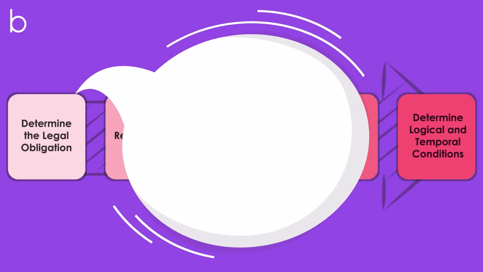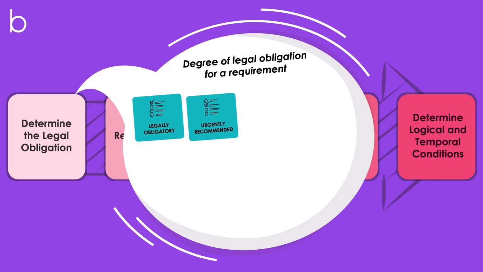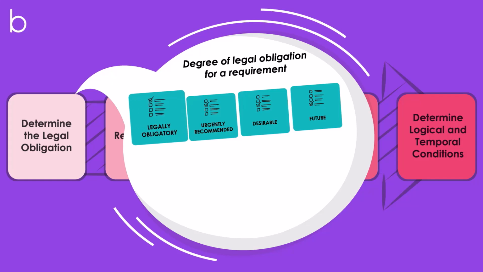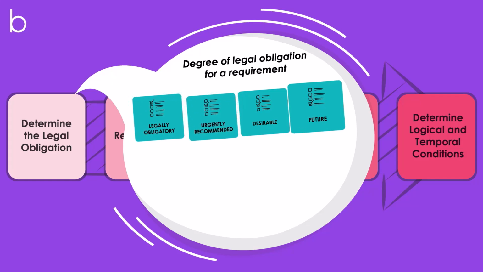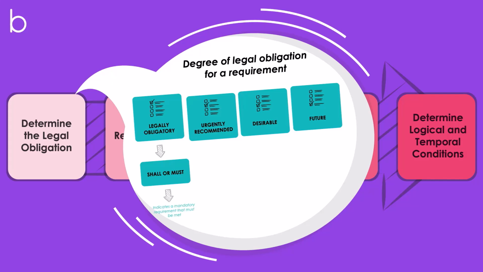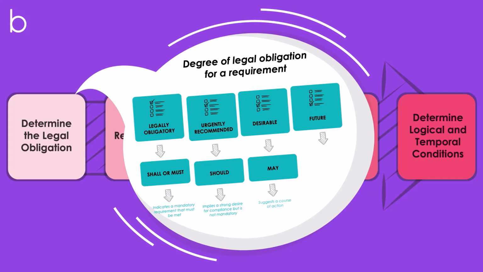Initially, you should determine the degree of legal obligation for a requirement. Commonly, requirements are categorized as legally obligatory, urgently recommended, future, or desirable. In practice, specific conventions dictate the use of auxiliary verbs to signify different requirement levels. Shall or must indicates a mandatory requirement that must be met. Should implies a strong desire for compliance, but is not mandatory. May suggests a course of action, while will does not imply a requirement.